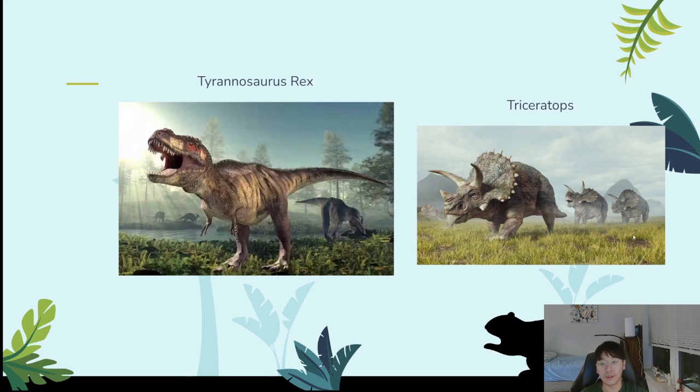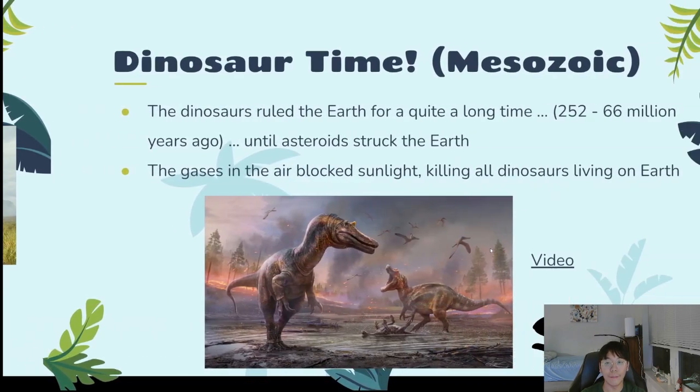And now there are also dinosaurs like Triceratops, which were quite friendly. These are herbivores, which means that they eat plants and grass and other fruits. They do not eat meat. Tyrannosaurus Rex were carnivores, which means that they eat meat or they eat other organisms to gain energy. So these were just different types of dinosaurs that lived during those times.